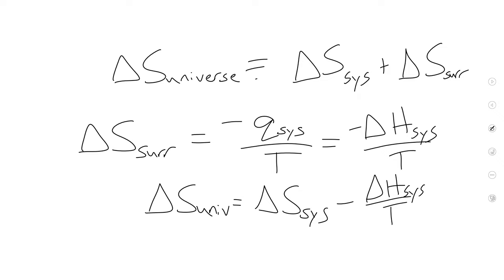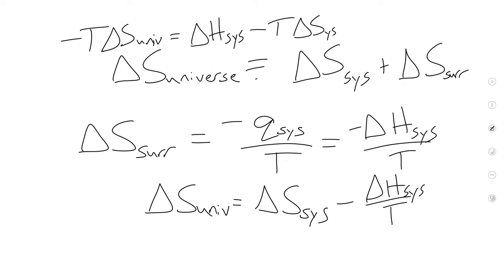Right. Basically, if you just multiply everything by negative temperature, we get negative temperature times delta S of the universe equals delta H for the system minus T times delta S for the system. So in other words, delta S of the universe is Gibbs free energy. Gibbs free energy is just a convenient way of describing the entropy for the entire universe of a particular reaction.